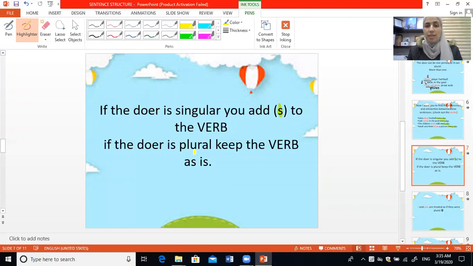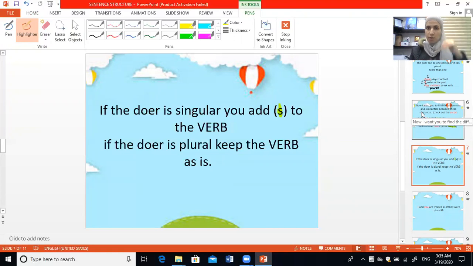If the doer is plural, we don't do anything. We don't put an S because the doer is plural. He has many people and many things to play with. He doesn't need an S. So only when the subject is singular, you put an S.